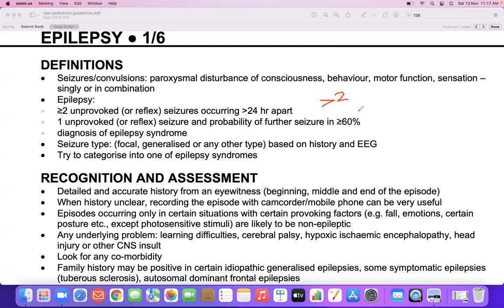So two or more unprovoked seizures occurring 24 hours apart, or it can be one unprovoked seizure and a probability of future seizures of more than 60%. They can have one unprovoked seizure and also have further seizures. A diagnosis of epilepsy syndrome means that along with the seizure, the syndrome will have other features also to classify them as an epilepsy syndrome.